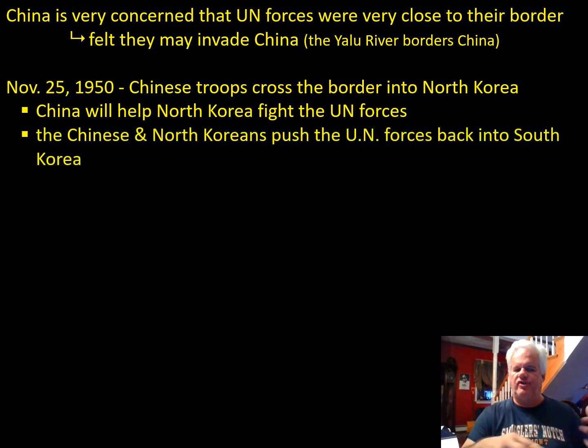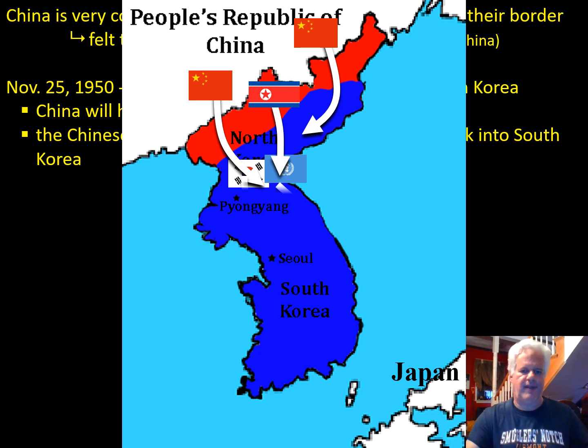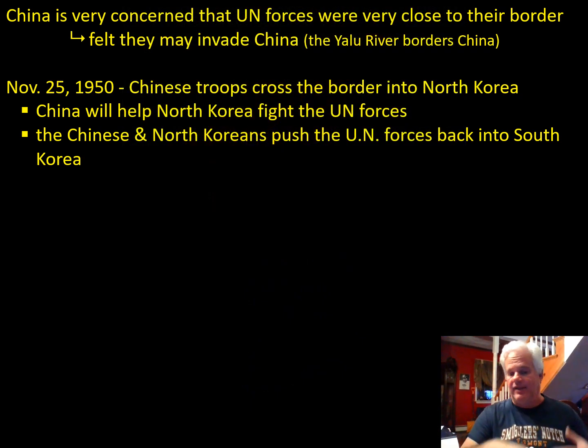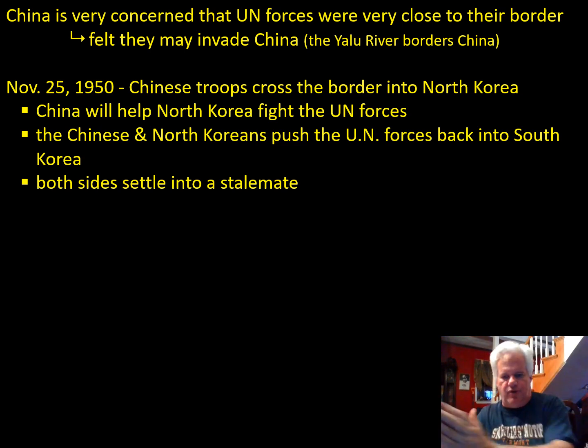Now, since the Chinese and North Koreans pushed the UN forces back into South Korea, see here on the map, the Chinese now are involved crossing the border, and the Americans and South Koreans have to pull back. But after these losses at Chosin Reservoir, they can't really push any further. And since the Chinese forces are still fairly considerable, we can't really go back at them. So both sides settle into what we call a stalemate. We really can't push them. They can't really push us.